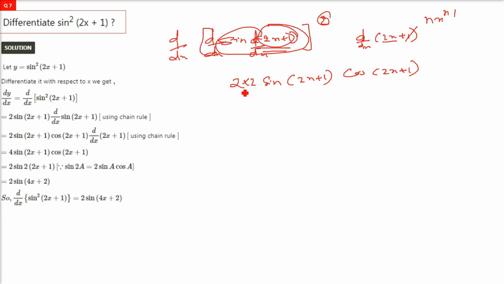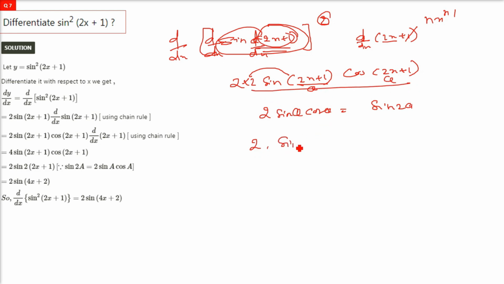Okay. Now there is one more thing. You will not stop here. Because if this differentiation points to some standard result, you will use that result, because sine 2 theta is 2 sine theta cos theta, which you see here also. So this 2 sine theta cos theta will be sine 2 theta. 2 we have employed, so only 2 will be remaining. The 2 sine 4x plus 2.